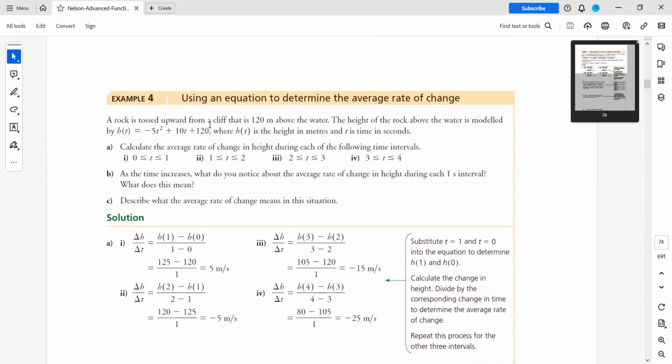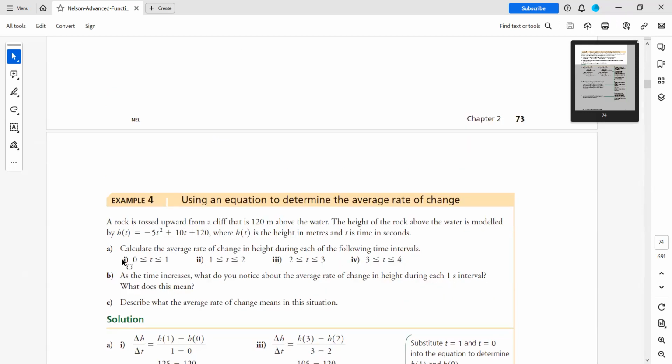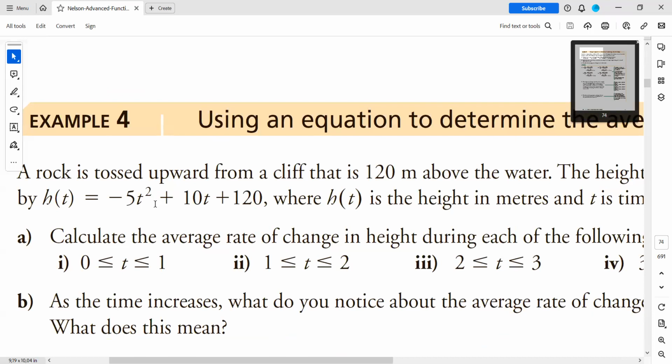Again, until now, we evaluated the average rate of change using the graphs and tables, right? But it's not always the case. Sometimes you may be dealing with a certain formula, like here. Here we have a quadratic function. You can see it here: minus 5t squared plus 10t plus 120.